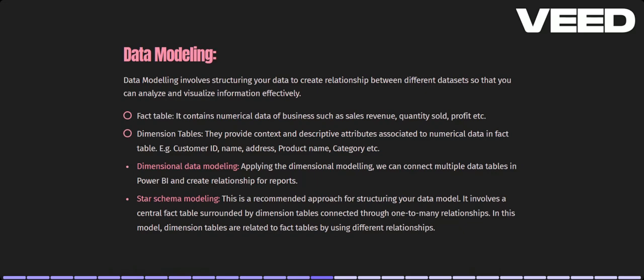The fact table holds numerical data values such as sales, revenue, quantity sold, profit, and so on. Dimensional tables provide context and descriptive attributes associated with the numerical data, such as customer ID, name, address, product name, category. Context and descriptive attributes attached to the numerical data in the fact table are what we call dimensional tables. So we have to understand the difference between fact tables and dimensional tables so that we can create a star schema or dimensional data model.